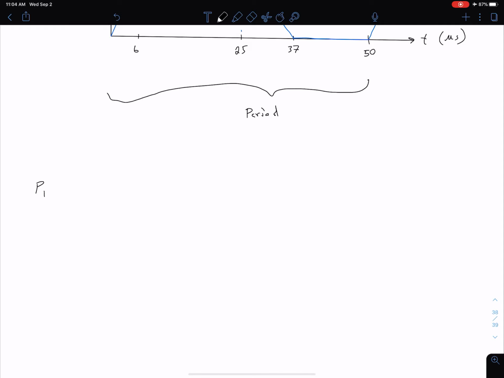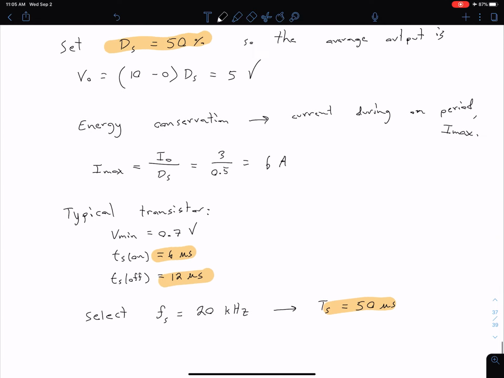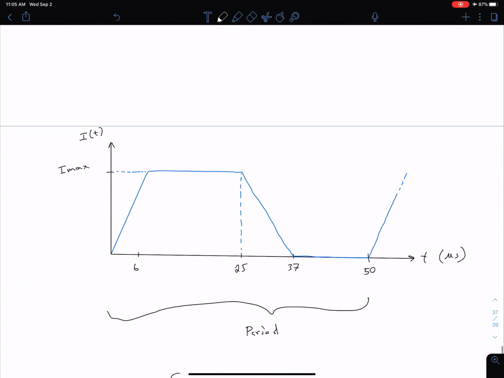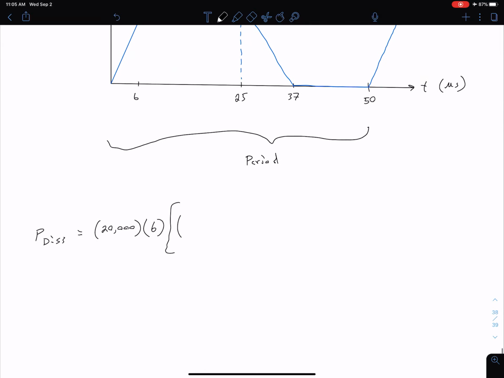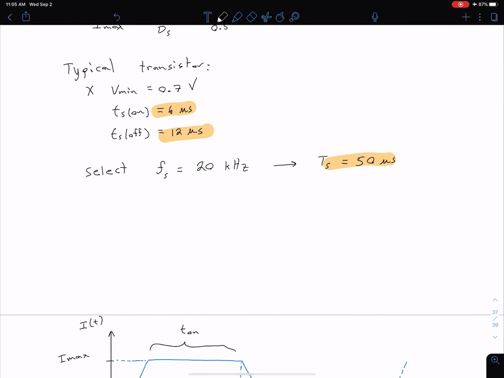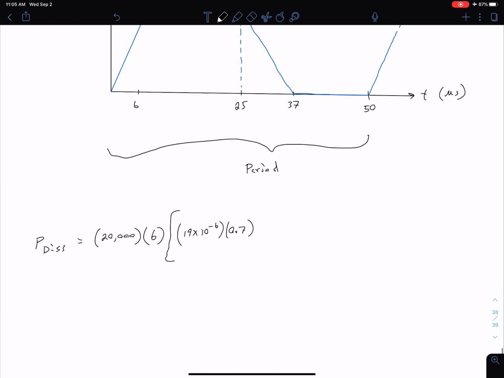So our P dissipated is equal to our switching frequency, which is 20 kHz, times our I max, which is 6, and all of that is multiplied by... Again, let me just point out, we're using this equation up here on the top of the screen. So we have our T on, and remember this is going to be our T on here, which turns out to be 19 microseconds. So we have 19 times 10 to the minus 6 multiplied by our V min, which was 0.7 volts, given as our standard, typical transistor value.